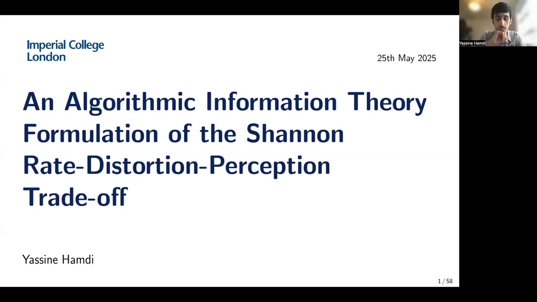So essentially, I'm going to talk about a problem in information theory in general, but specifically in Shannon information theory, using tools from information theory.